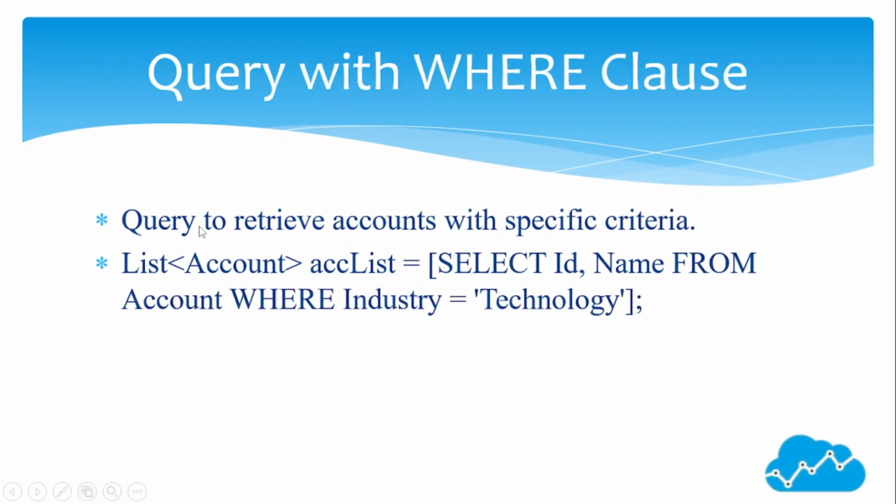Query with where clause: query to retrieve accounts with specific criteria. List<Account> accList = [select id, name from account where industry = 'Technology']. So if we need a filter, like industry should be banking or industry should be technology, those records we need, based on criteria, in that condition we are going to write the query in this way.